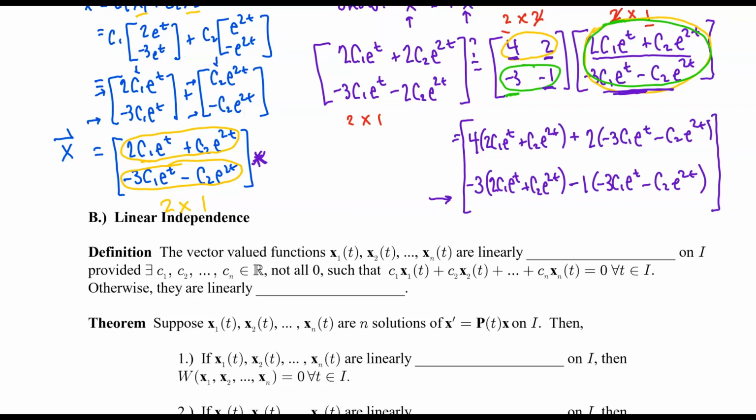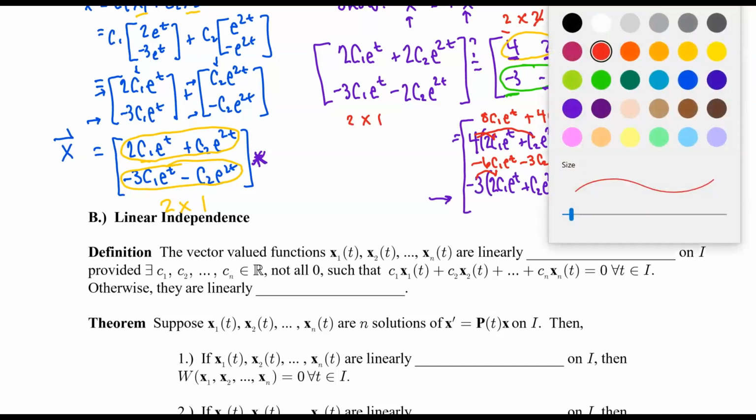I'm a little bit out of room, so I'm going to do the algebra above what I have here. We have 8 c sub 1 e to the t, distributing here and here, plus 4 c sub 1 e to the 2t, minus 6 c sub 1 e to the t, minus 2 c sub 2 e to the 2t. Okay, carrying out the distributive property in the second entry, we have negative 6 c sub 1 e to the t minus 3 c sub 2 e to the 2t plus 3 c sub 1 e to the t plus c sub 2 e to the 2t.